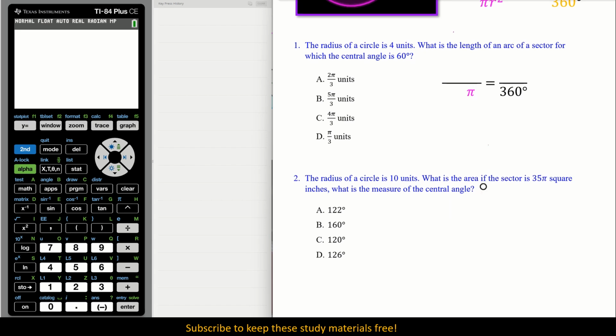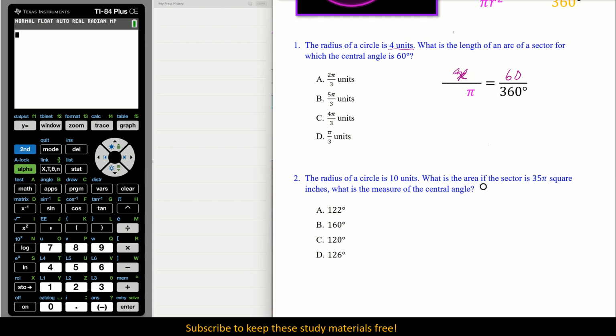Number 1, the radius of the circle is 4 units. What is the length of the arc of the sector for which the central angle is 60? Now that theta is the central angle, if you didn't recognize the terminology. So we have 60 here. Now we need the arc, so we're going to call that x.